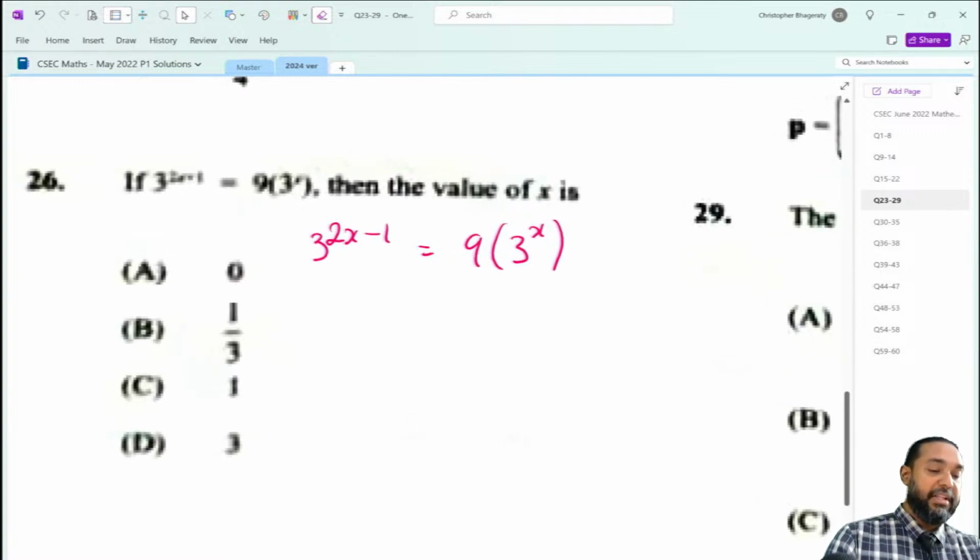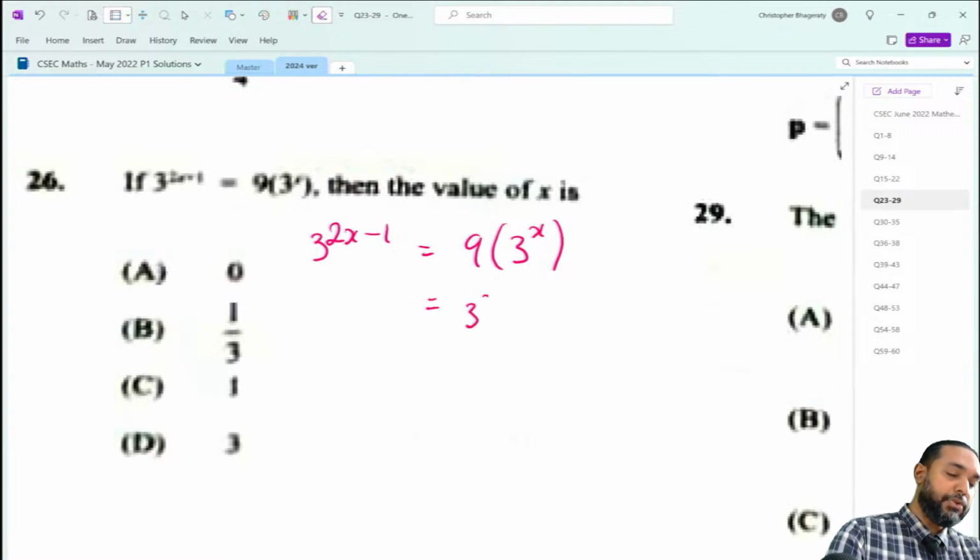Okay, so here we're clearly dealing with laws of indices, right? Let's work on the right hand side. We're clearly dealing with base 3. 9 is 3 raised to what power? 2. And then multiplying it by 3 to the power x. And when they multiply and you have the same base, what do we do with the powers? We have to add the powers. So 2 plus x, x plus 2. And that's equal to this.